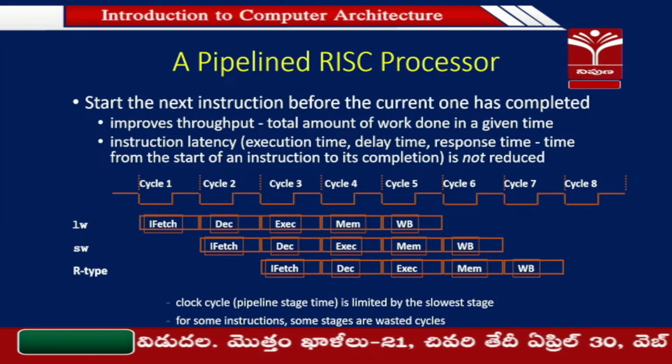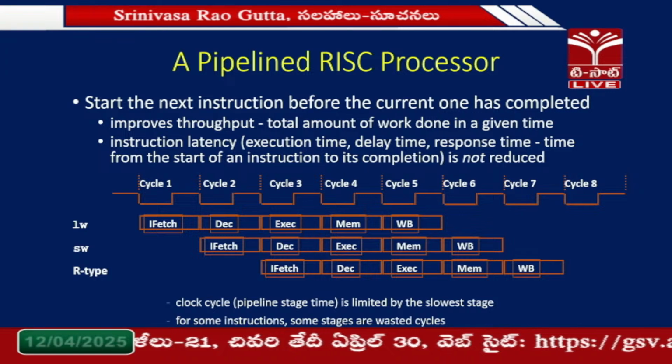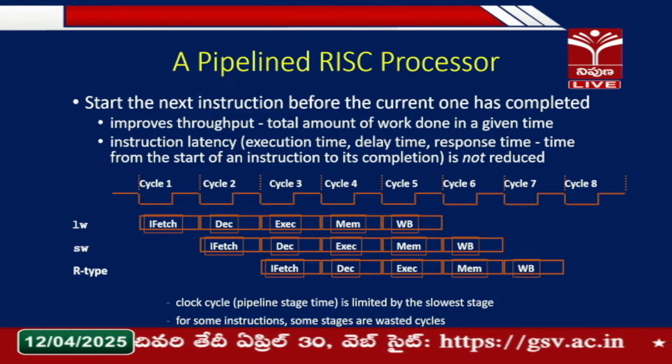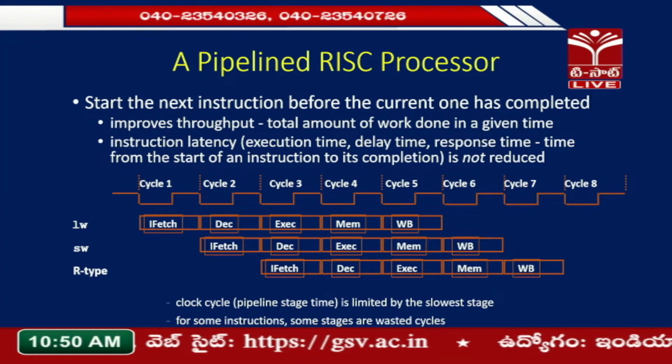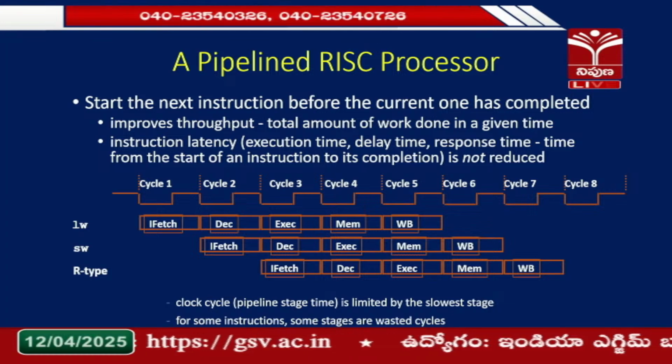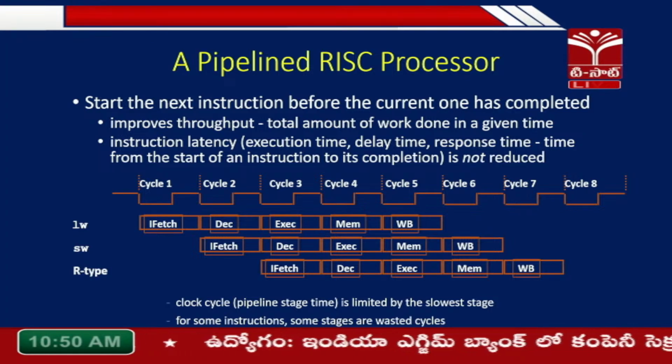A clock cycle is basically the cycle that I am showing there, the clock rate. The clock rate is determined by the slowest stage in the pipeline. So, if my ALU execute stage is taking the longest time, the execute stage will determine what my clock rate is.